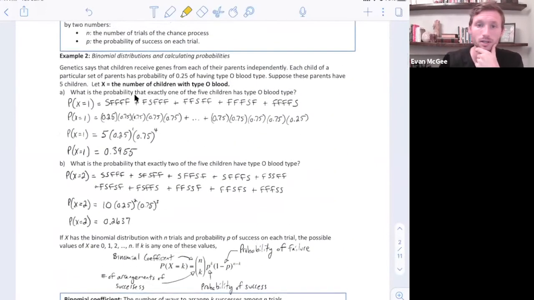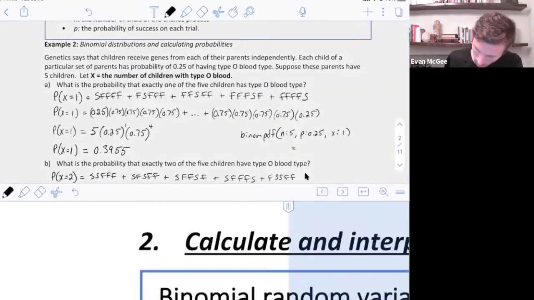What's the probability that exactly 1 of the 5 children has type O blood type? We could do Binomial Pdf where we're looking for 1 instead of 4. And for this problem here, we could do the probability of exactly 2, so we look for Binomial Pdf NPX where x is 2. And I'll write out these 2 statements so you can see how you could have done these using the Binomial Pdf function in the calculator, which is the best way.